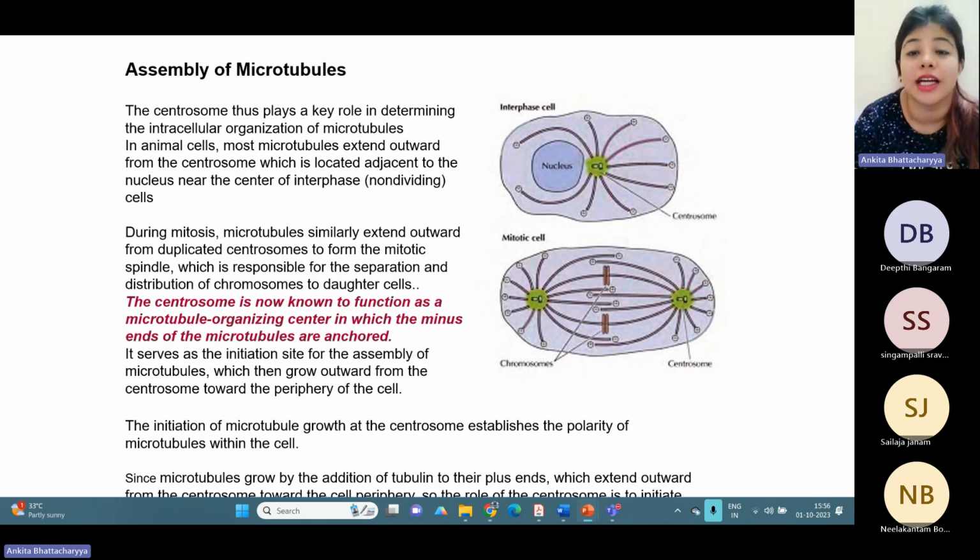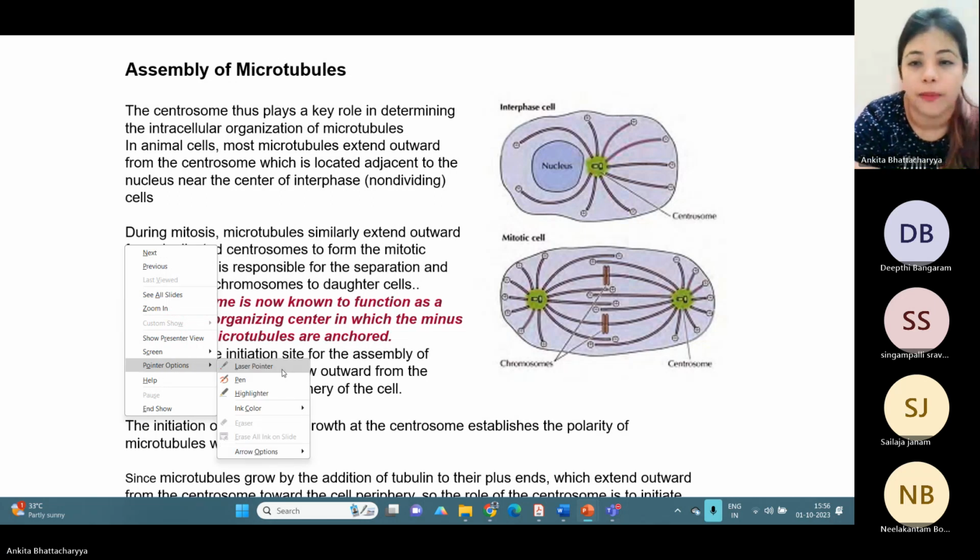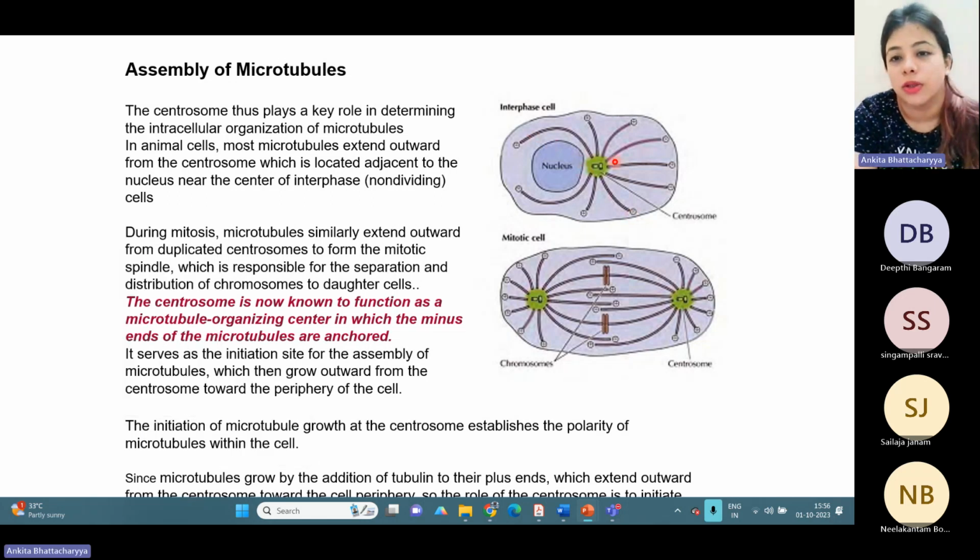And here you can see that the centrosome is spatially very closely associated to the nucleus, that it is located right adjacent to the nucleus, near the center of the interphase or non-dividing cells. That's what you can see here, that this is the nucleus, and in very close proximity is the centrosome. And from there, you can see the outward projections.